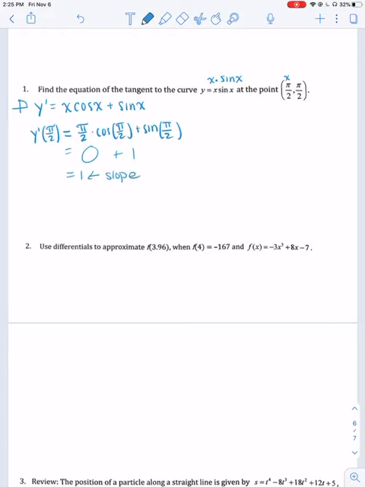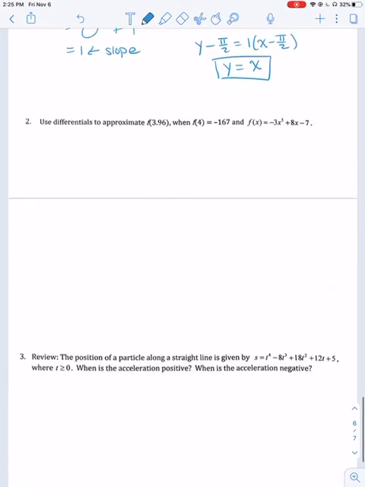And then we have our point already, pi over 2, pi over 2, so that is nice. And now we just need to write the equation. So we're going to have y minus pi over 2 is equal to the slope 1 times x minus pi over 2. And if I add pi over 2, I'm just going to end up with y equals x. So that is the equation tangent to that curve at that point.